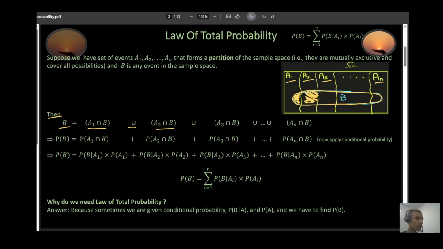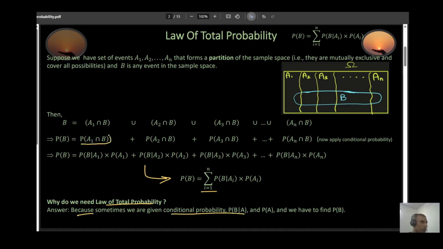Now in literature, you will sometimes find this rewritten like this because it's using sigma notation, a summation notation. Now, why do we even need the law of total probability? Because sometimes we are given conditional probability, this one right here, and not this term. So we are not given this term, and because we are given these terms, we use the law of total probability.